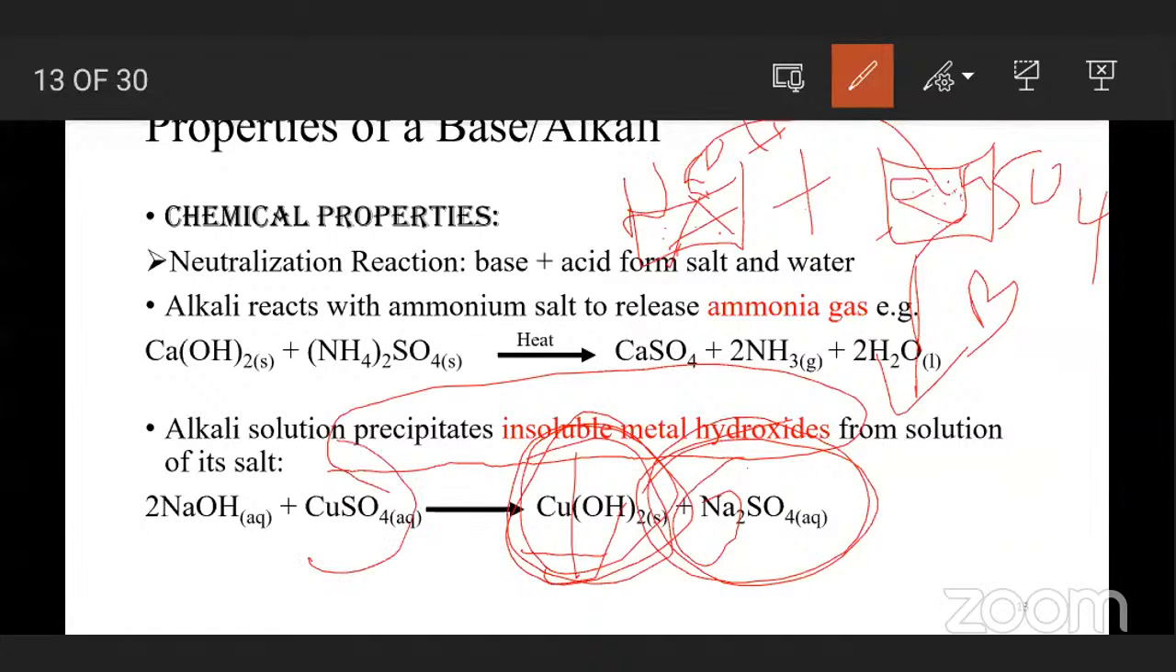So an alkali can precipitate insoluble metal hydroxide, for instance copper 2 hydroxide, from a solution of a salt. This is a solution of a copper 2 salt, and this is the insoluble metal hydroxide it forms, that's Cu(OH)2.